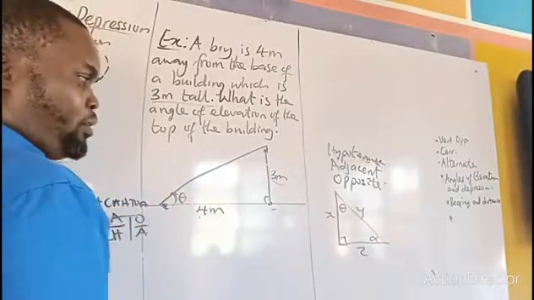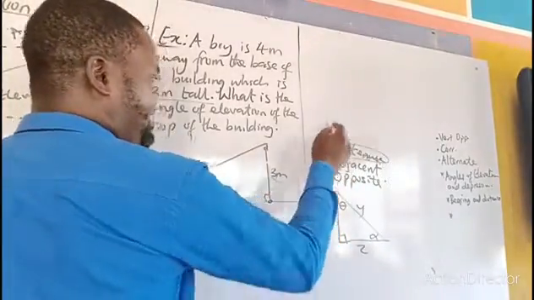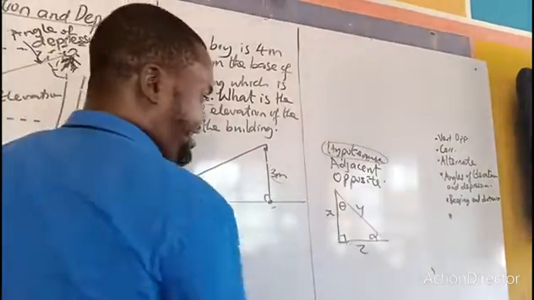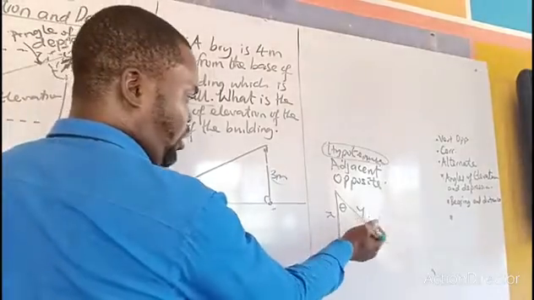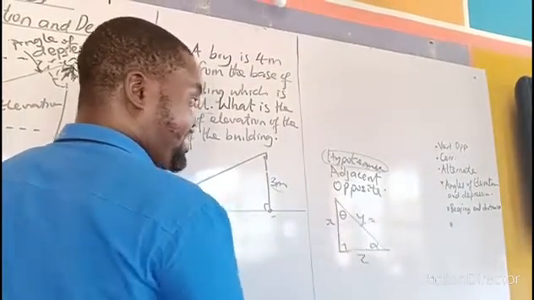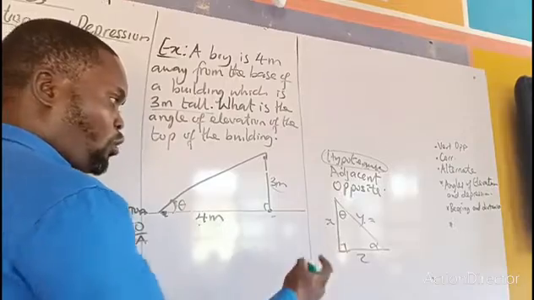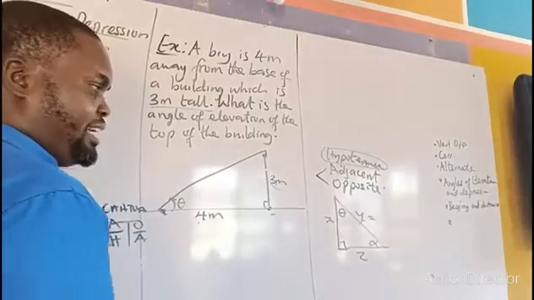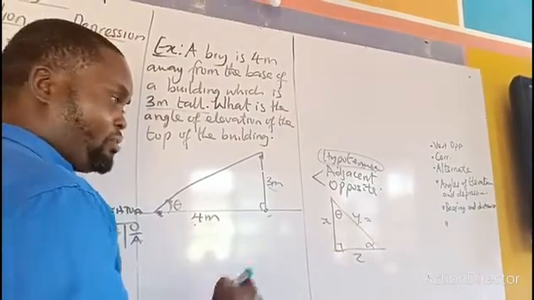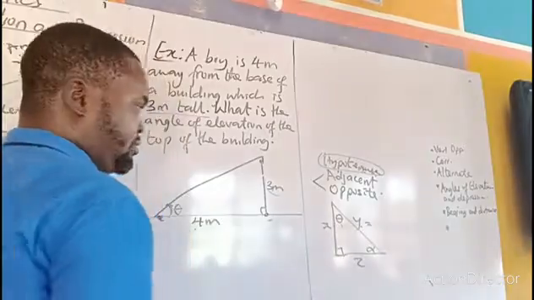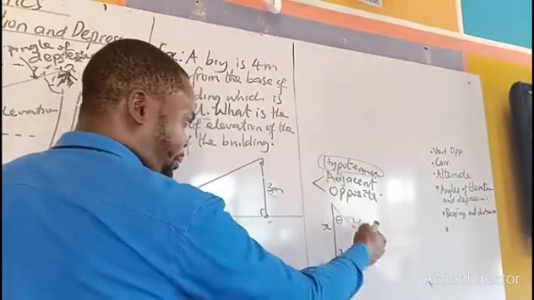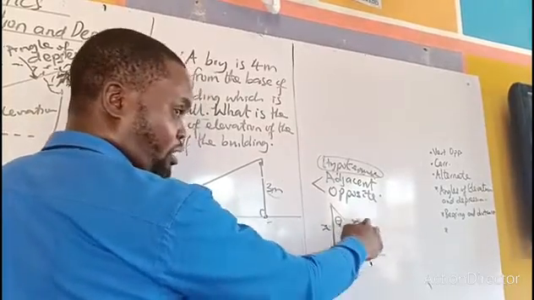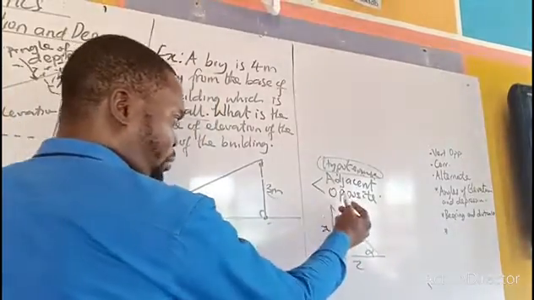What do we mean by hypotenuse? Hypotenuse is the longest side in the right angle triangle. Which one is the longest side here? Y. By looking at it, you can know that Y is the longest, so Y is your hypotenuse. Adjacent and opposite depend on the angle we are talking about. For angle theta, the hypotenuse is always the same. For this one, hypotenuse is still Y. For this one too, it is Y. So it's only adjacent and opposite you are going to look at.